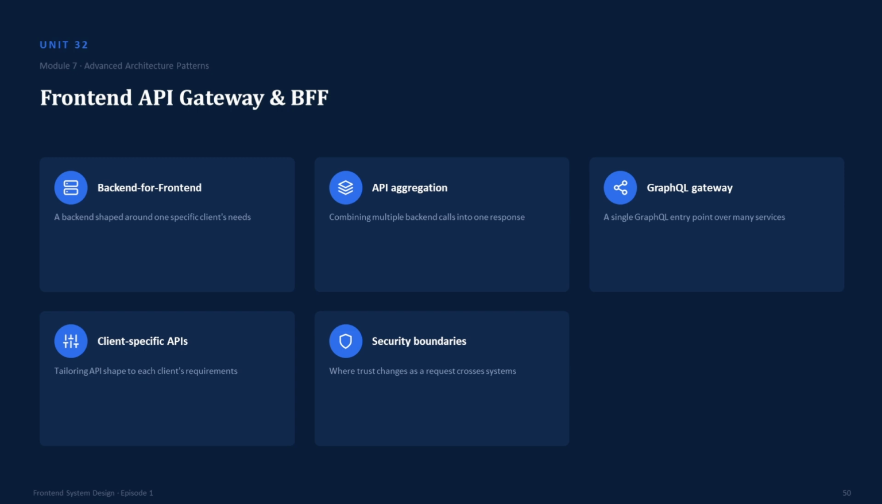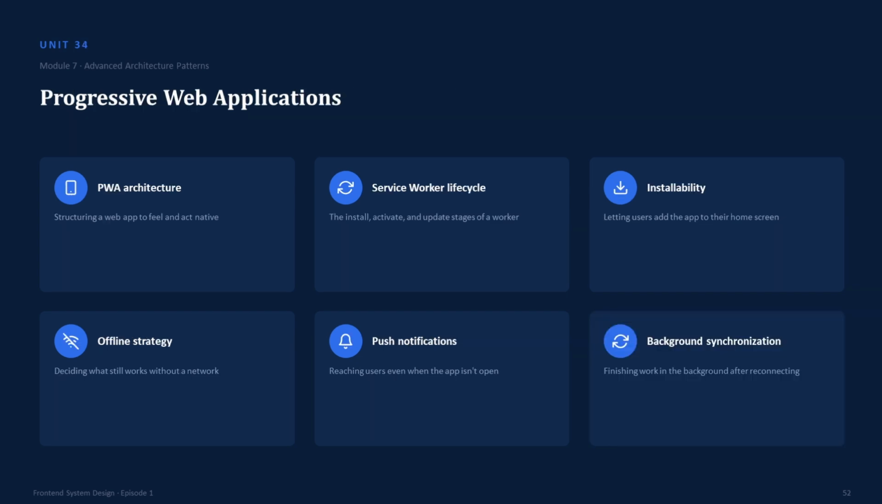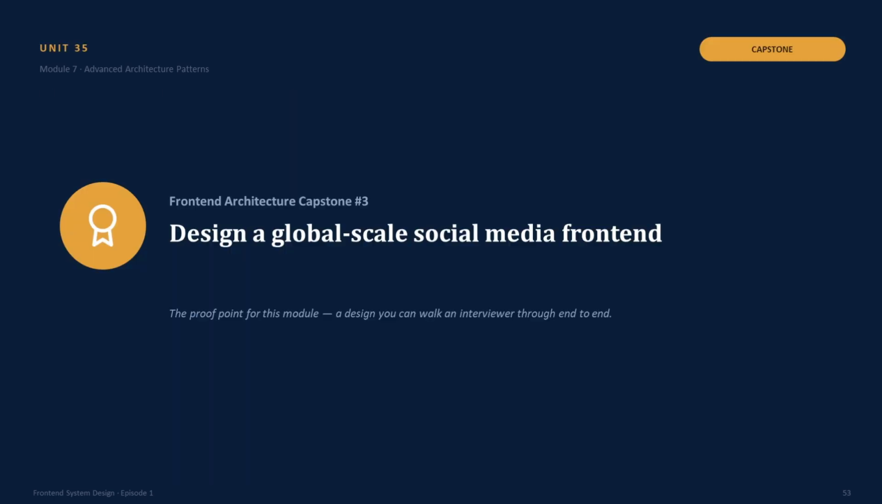And we are also going to see backend for frontend. Okay, so basically we'll create some backend application that will help as a gateway. We can create an Express.js application or a FastAPI application, any backend application. Then we'll learn about edge computing and modern web architecture. Okay, so this is a latest concept and it may not be asked in many interviews, but for your knowledge I will show you this also. Then we are going in depth into the PWA application. Then we are going to design a global scale social media front-end system.